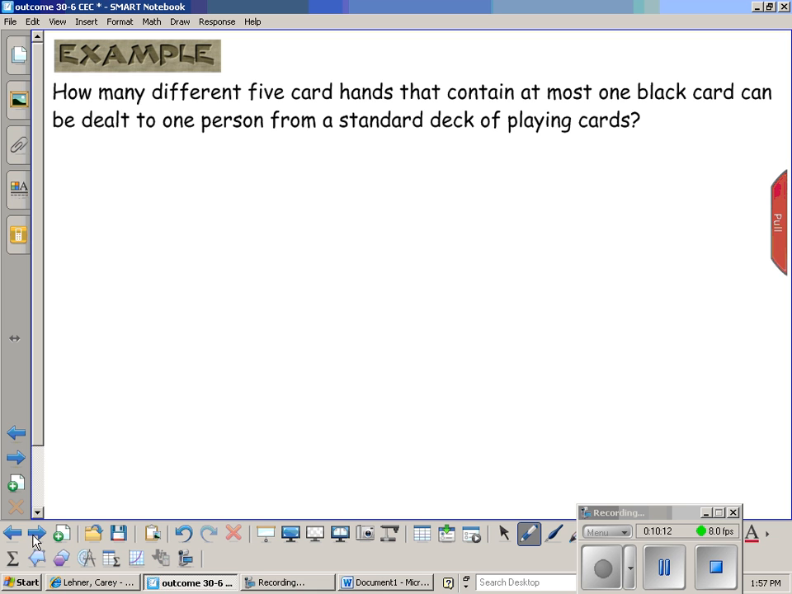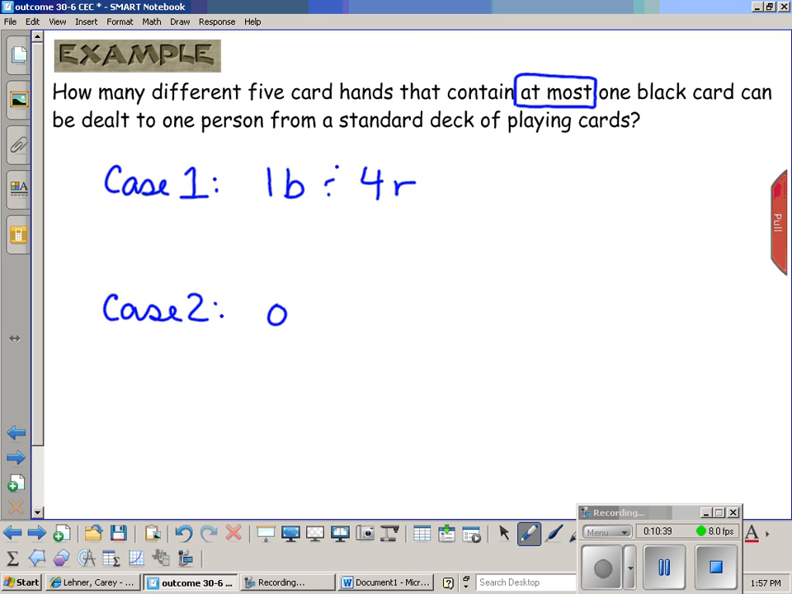Again though, at most, that's like the at least questions. We're going to have cases here. So we've got our first case. Well, we could have 1 black card, and that would mean we would have 4 red cards. Now it said at most 1 black card. So is our second case 2 black cards? No. It is that we have 0 black cards and all red cards. That's what at most means.